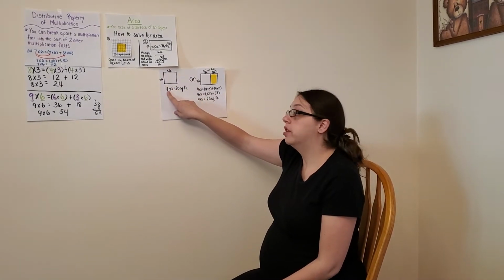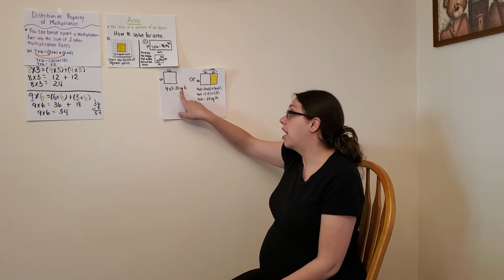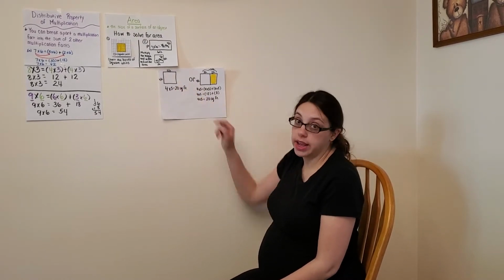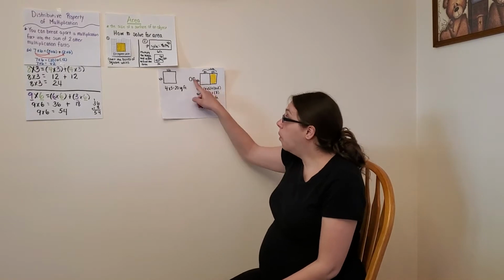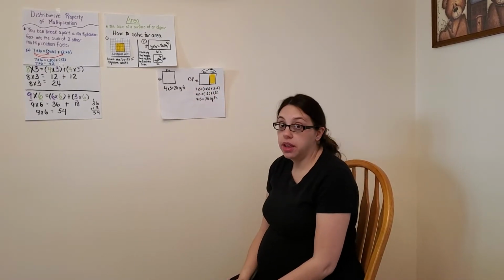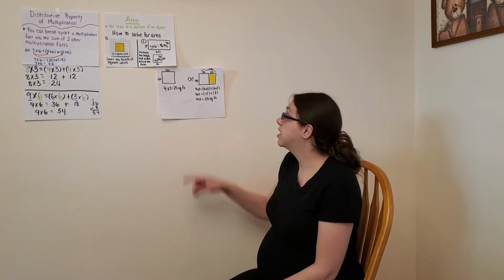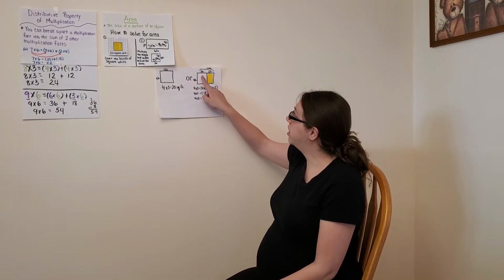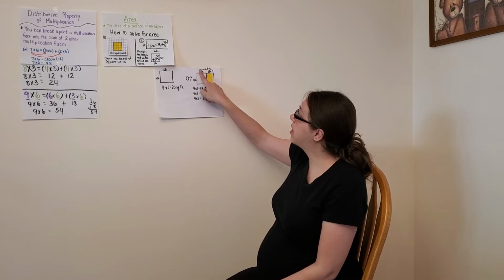I have the option of multiplying 4 times 5 to get 20 square feet. There are no unit squares here that I can count. Or if that was too hard for me, if I wasn't sure about 4 times 5, I could break the 5 apart into 3 and 2. That's why it's split down here. So this 3 plus this 2 equals 5 feet.